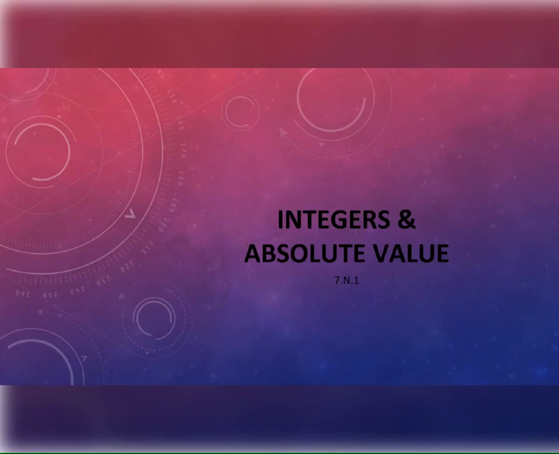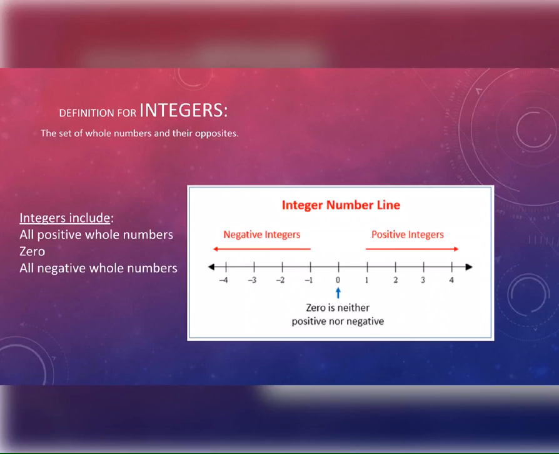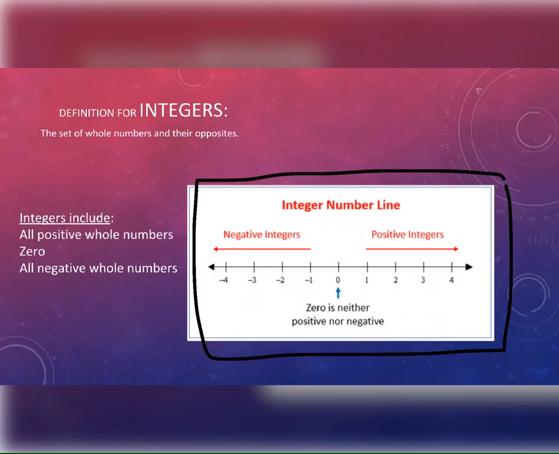Today we're going to learn about integers and absolute value. First, we need to talk about what integers are. The definition for integers is the set of whole numbers and their opposites. So integers can include all positive whole numbers, 0, and all negative whole numbers. So let's look at this number line.